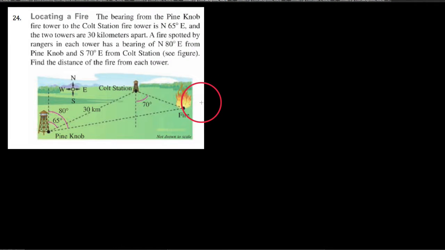Okay guys, in this video we're going to be targeting a certain type of measurement called a bearing when it comes to solving triangular application type situations or solving triangles. So in this problem here I want to read through it with you first, and then we're going to talk about this idea of what a bearing is. And so it says locating a fire.